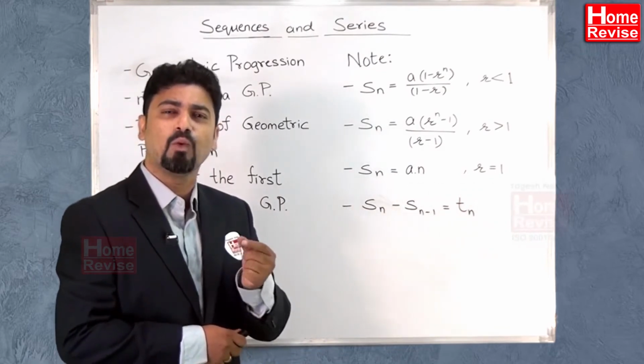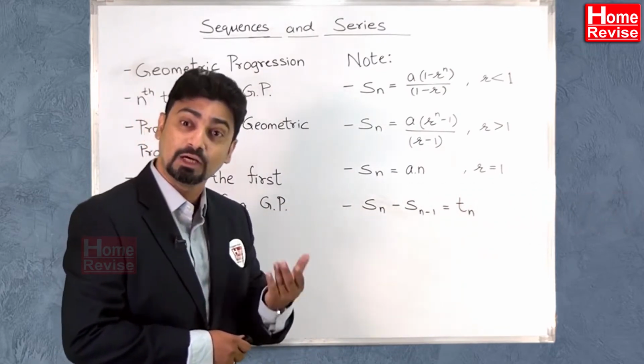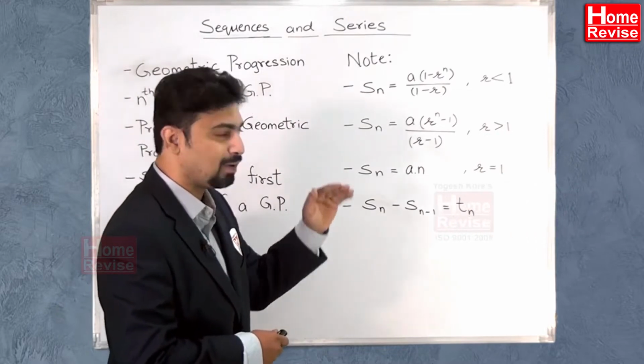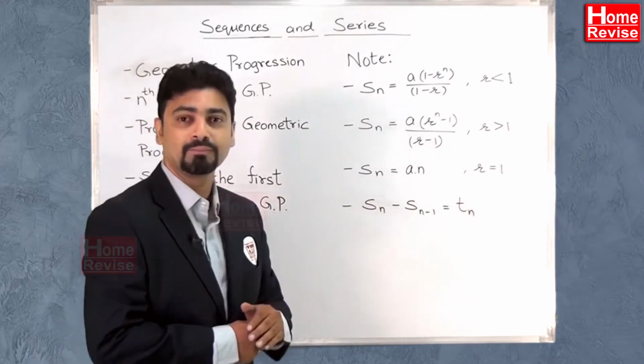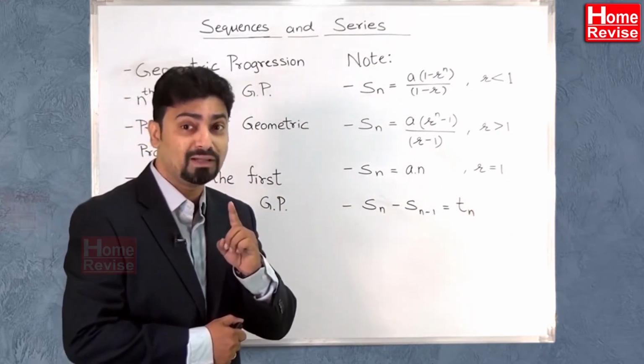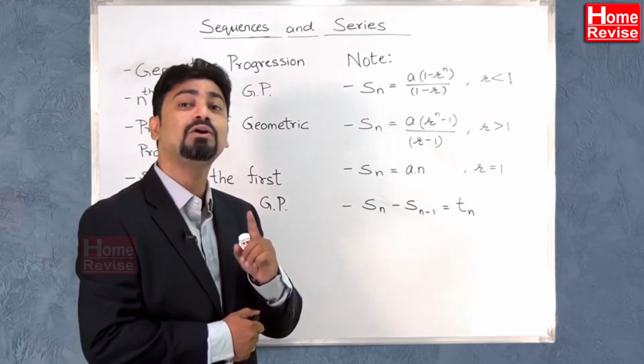Now, you might be thinking, what will be the condition when r is equal to 1? We have seen for r less than 1. We have seen for r greater than 1. What will be the condition when the common ratio r is equal to 1?